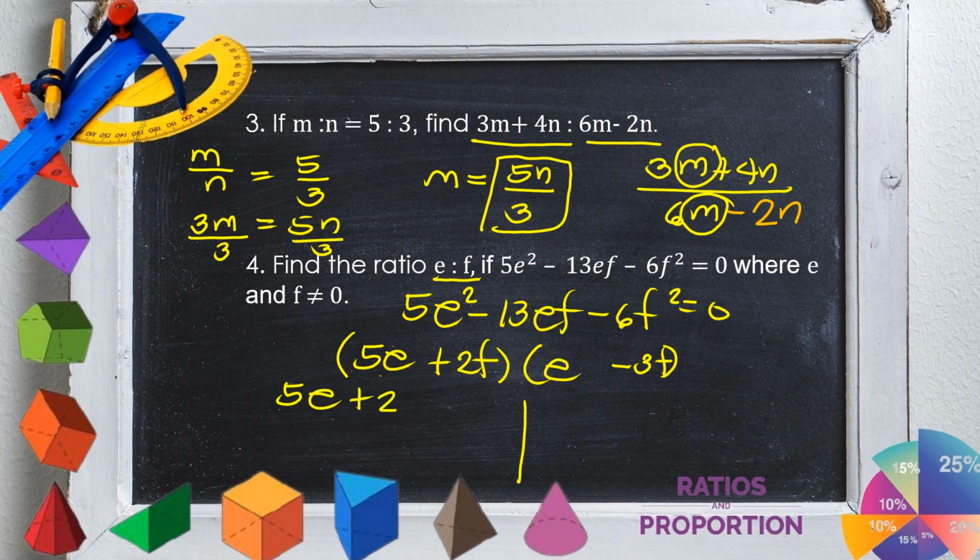5e plus 2f equals 0. Then, e minus 3f equals 0. Just continue to get the value of e over f. Kailangan ang dulo niyan, e over f is equal to kung ano yung value yun. Okay? So, I hope you understand that you will be able to answer numbers 1 to 4 of our learning task. Let's now proceed with the assessment.